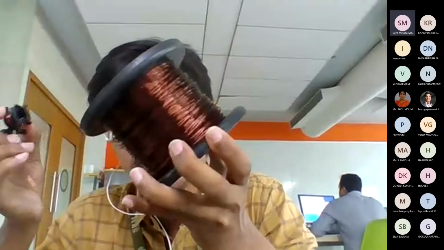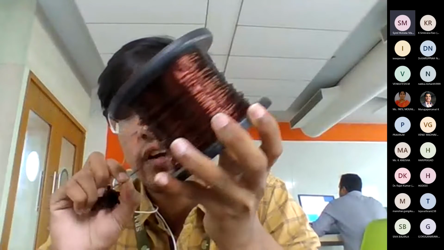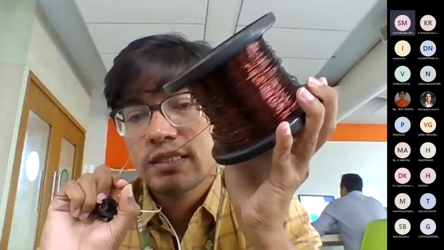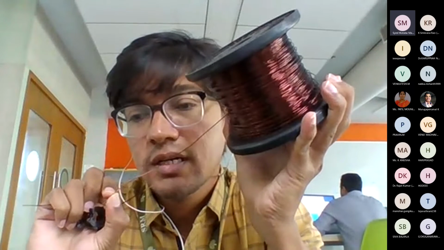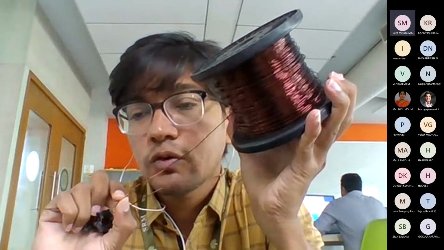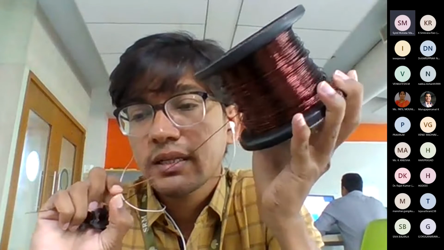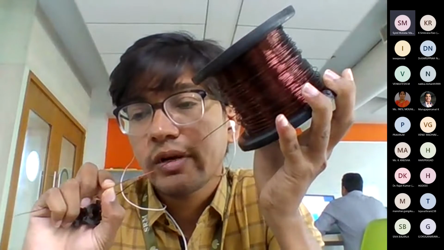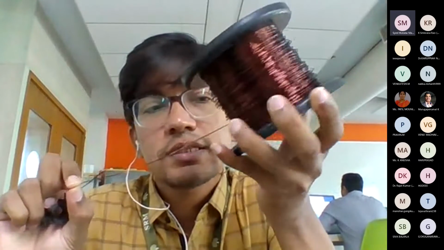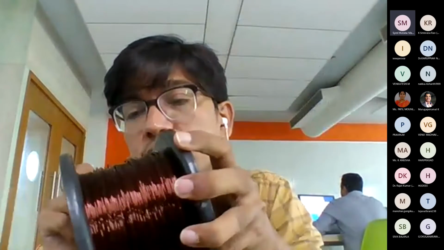On the particular bobbin, we need to twist the windings using gauge wire. You can see this is the gauge wire, copper wire. Like this, there are different types of copper wires available. This is SWG21. From SWG1 to 50, depending on the current rating, different types of copper windings are available. By using SWG21, I have designed an inductor for 40 microhenry.